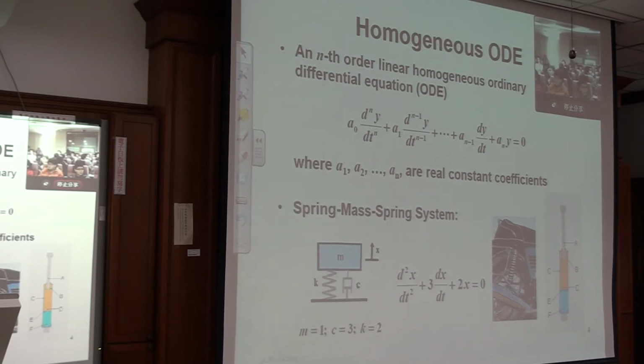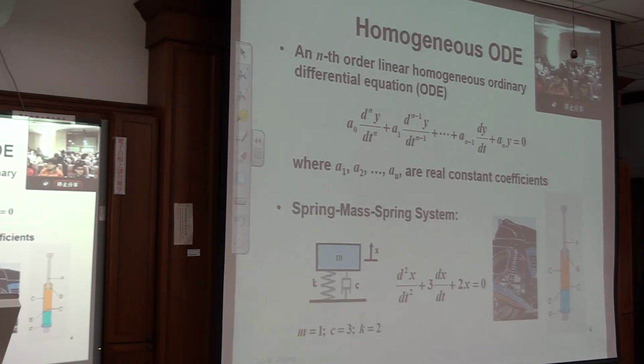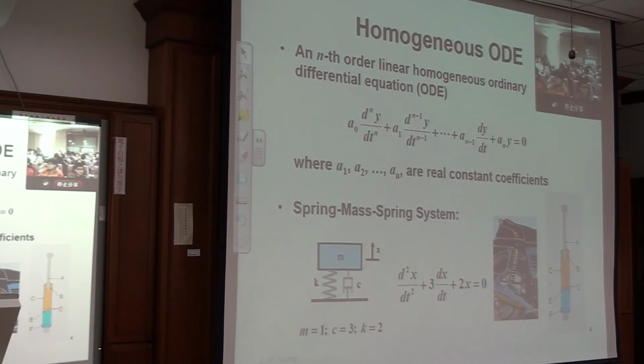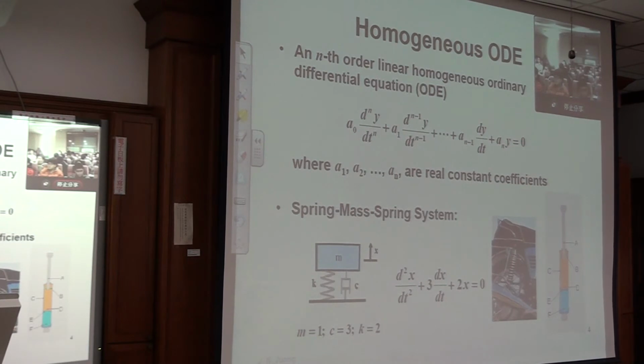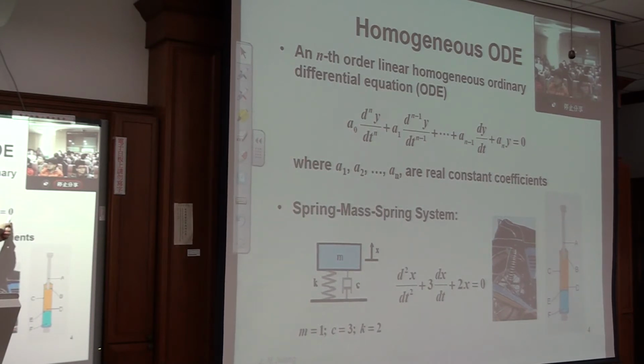Okay, next we begin our discussion on homogeneous ODE. This is not only a homogeneous ODE, but it is a linear homogeneous ODE. Homogeneous means that the right-hand side of the equation is 0.